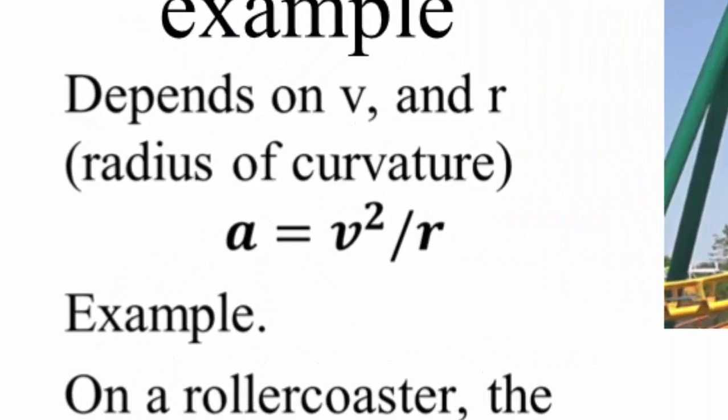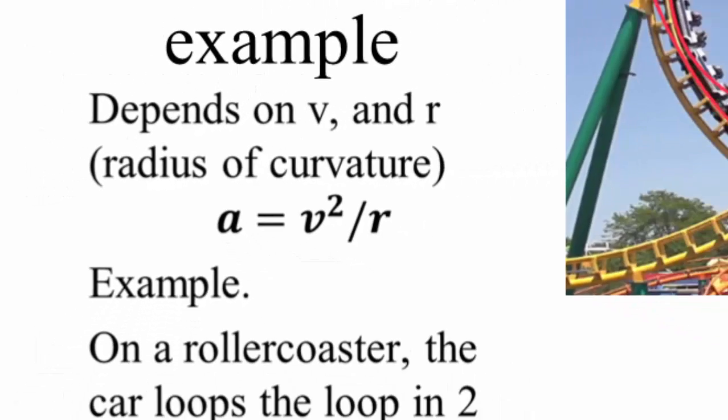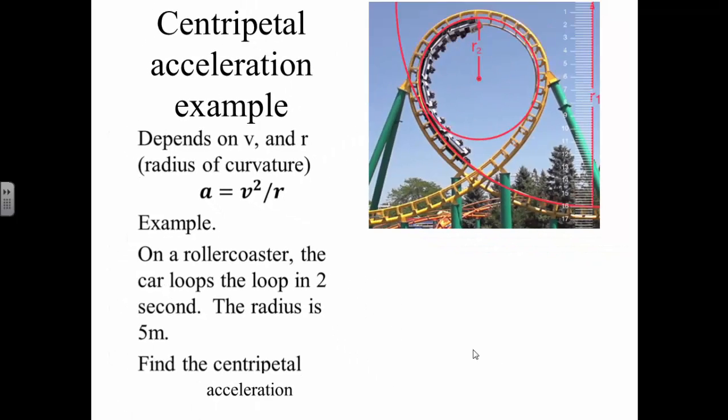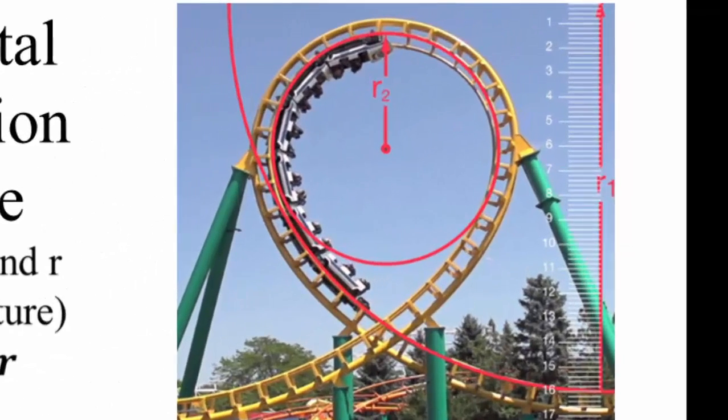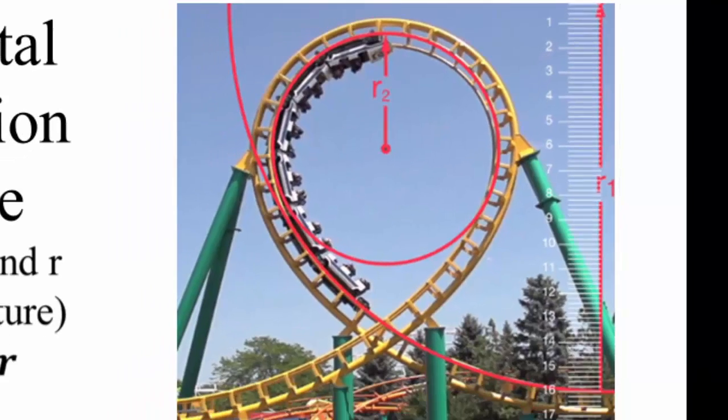Now, there's a formula for this, which is a equals v squared divided by r, where v is the speed and r is the radius of the circle, or the radius of curvature. So we have an example. On a roller coaster like this one, the car loops the loop in around 2 seconds, and the radius of curvature is 5 meters. Find the centripetal acceleration.